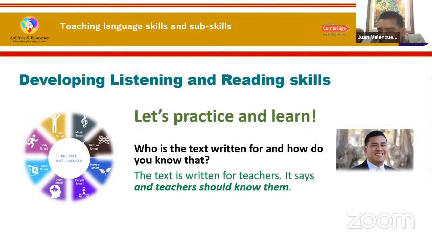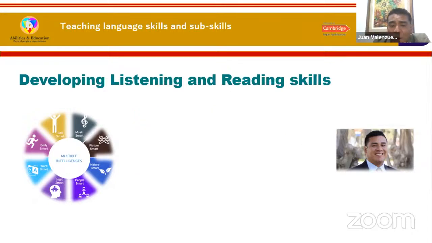Have you noticed that in one of the sentences it says, blah blah blah, and teachers should know them. Second paragraph, it says, in recent years, however, other views of intelligence have emerged and teachers should know them. So that text is written for teachers and it's very clear here, okay? So the target audience is teachers and it's clear in the text, all right? Excellent, you are doing a great job.